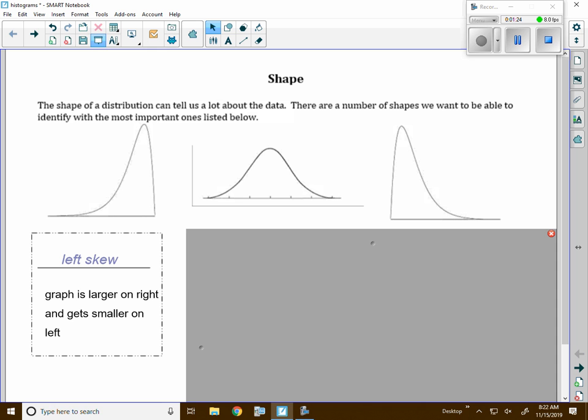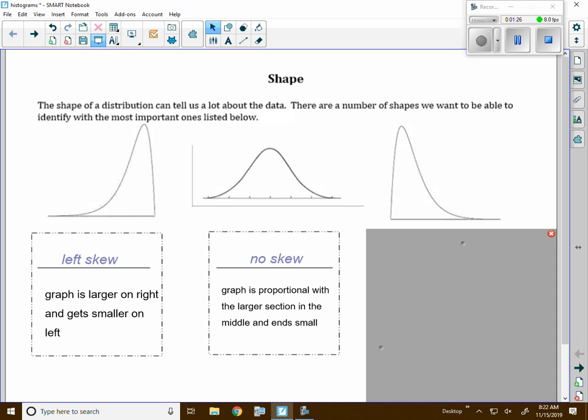All right, so you can probably guess this one has no skew. It's a normal distribution. So when you have tails that are pretty much equal on the left and the right-hand side, we would say that that is no skew. So the graph is proportional.